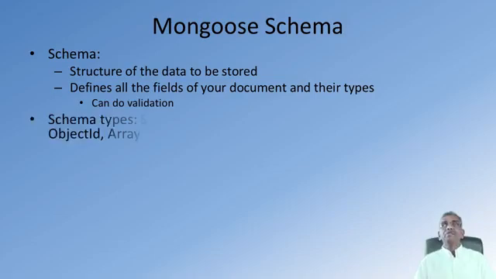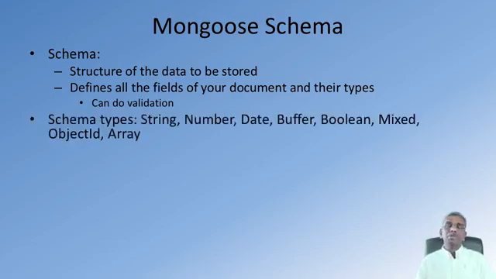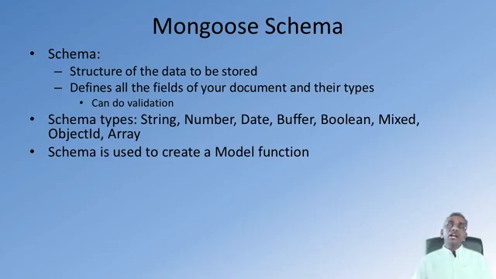So for example, the various schema types that are supported in Mongoose include string, number, date, buffer, boolean, mixed, object ID, and array. In particular, we will look at string, number, date and boolean in the exercise that follows. We will look at some of the other ones in later exercises. In particular, notice the use of the array schema type. An array schema type would allow you to create an array of subdocuments inside a document. I'll talk about that in a short while.